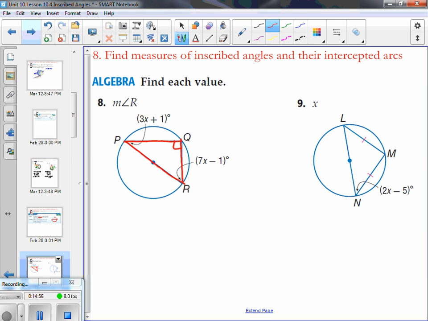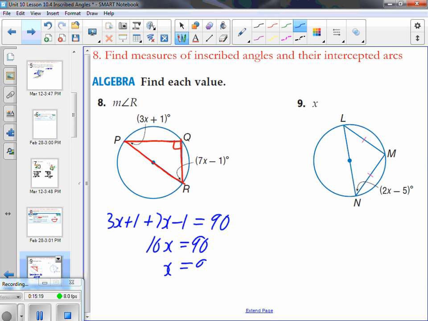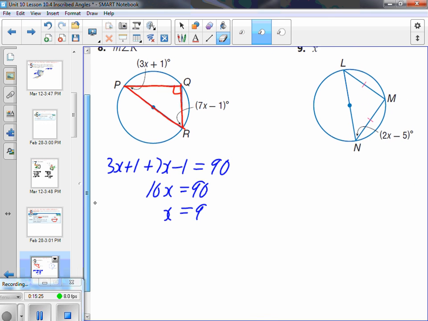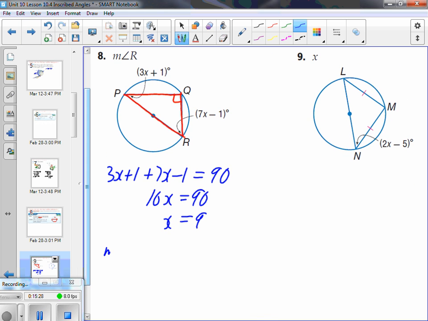Well, that gives us a way to solve for x. Now, I could say 3x plus 1 plus 90 plus 7x minus 1 equals 180. But don't we know that the acute angles in a right triangle add up to 90? So let's do that. So 3x plus 1 plus 7x minus 1 equals 90. That'll be 10x equals 90. Oops, x doesn't equal 90. So x equals 9. And if x equals 9, the measure of angle R will be 7 times 9 minus 1. 63 minus 1 will be 62.